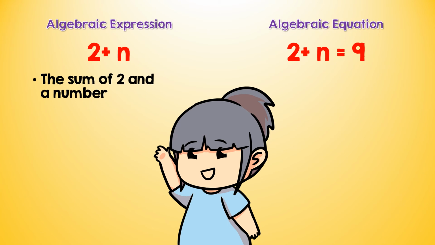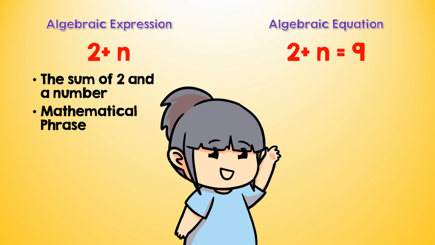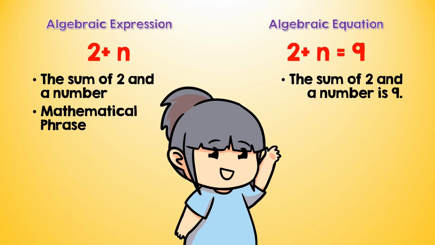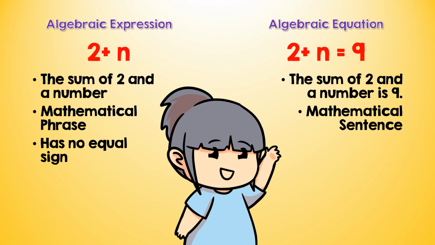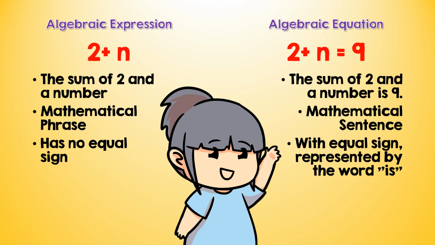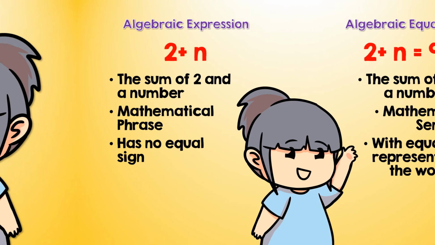How we would read 2 plus n is the sum of 2 and a number, and this is a mathematical phrase. While for 2 plus n equals 9, we read this as the sum of 2 and the number is 9. And this is a mathematical sentence. See the difference? In an algebraic expression, there is no equal sign. While an algebraic equation has an equal sign, which is represented by the word is.